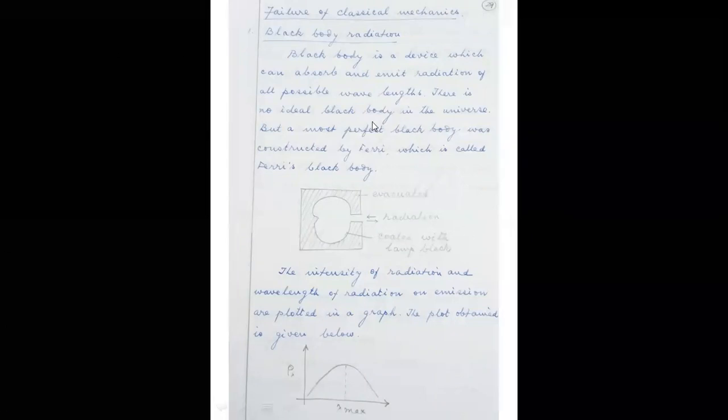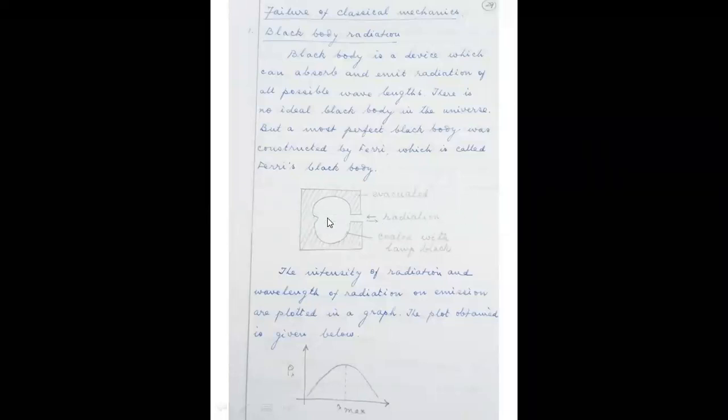And this is the structure of the Ferry's black body. See, it is an evacuated system. There is a small opening for the entry and the exit of radiation. The inner sphere of the Ferry's black body is coated with a lamp black material, and here is a small conical projection to avoid the loss of radiation by direct reflection.